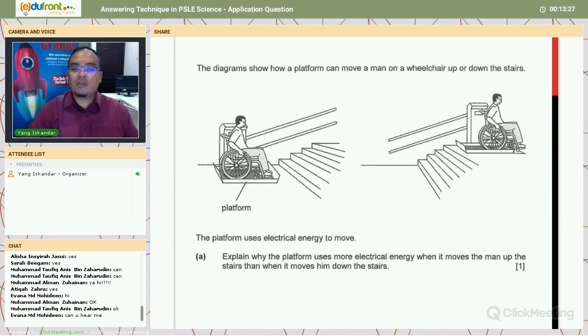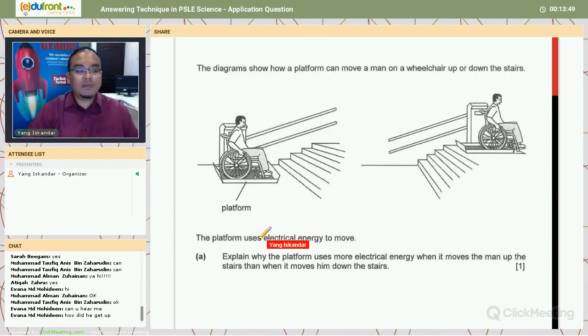Okay, this is another past PSLE question. The diagram below shows how a platform can move a man on a wheelchair up or down the stairs. So you can see a man on a wheelchair and you can see a platform. I think I've seen this before somewhere, I think in some hospital or some shopping center.